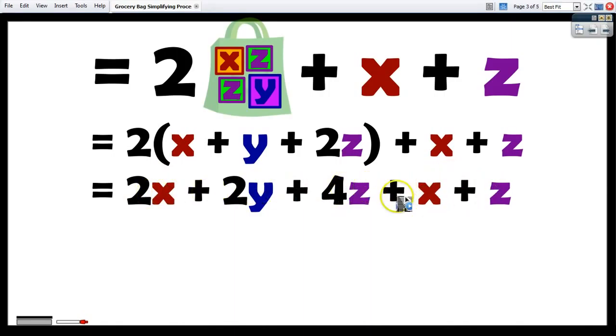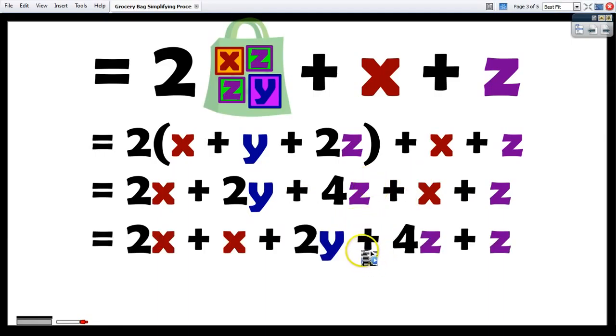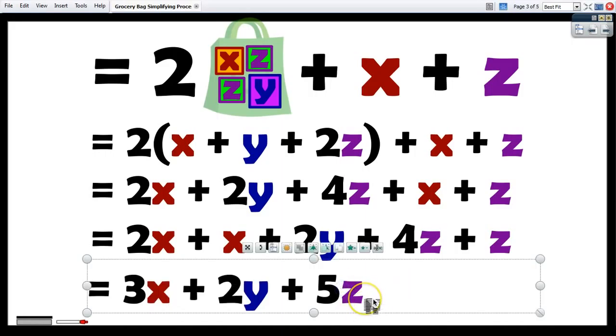But now what about our loose items? Our loose items didn't get grouped with all this other stuff. Well, let's use the commutative property and move those things around so they are grouped together. Let's move our deodorant over here with the 2X, and let's move our 4Z over here with the other Z that was loose. And so now if I put those like terms together, I've got 3X, 2Y, and 5Z. And this becomes the equation or expression that describes our original situation.